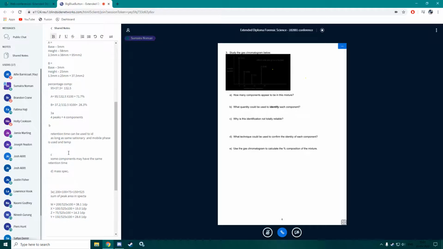And then if we have a look at W, W is 200. So 200 divided by the total. And you can see 200 divided by 525 times 100 gives you 31.1. We're doing all of them to 1%. If we just put percent in there so that we can remind ourselves that it is a percentage. All of them are percentages.